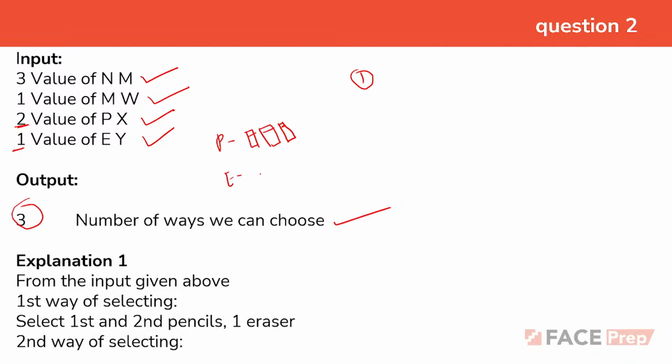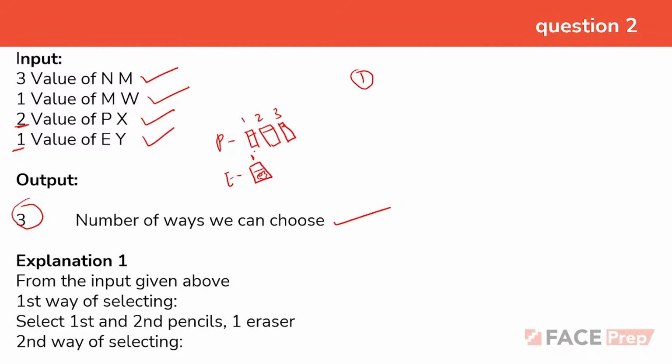Erasers, how many do we have? Only one eraser, right? So these are the erasers, these are the pencils. So the first way, you can choose, and if I number these pencils, this is going to be 1, 2, 3. If I number these erasers, it's going to be 1. Okay, what is the first way?